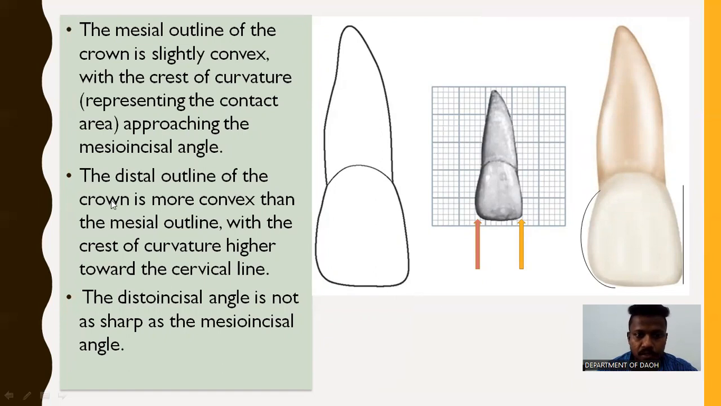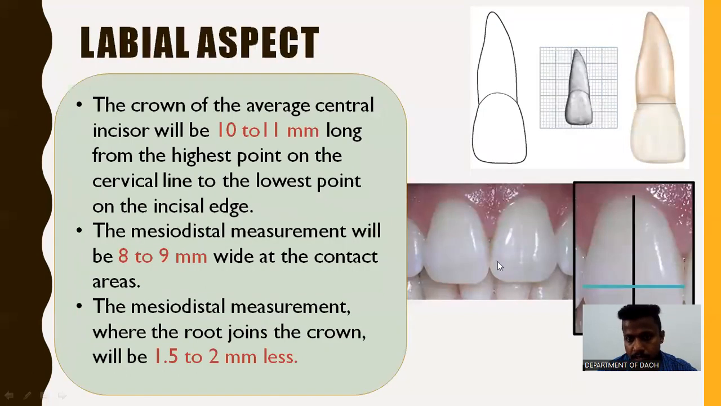And the distal outline of the crown is more convex. You can see here this is more convex when compared to the mesial outline, with the crest of curvature higher towards the cervical line. So here the contact point will be towards the cervical line. You can see this picture. The contact will be towards the cervical line.